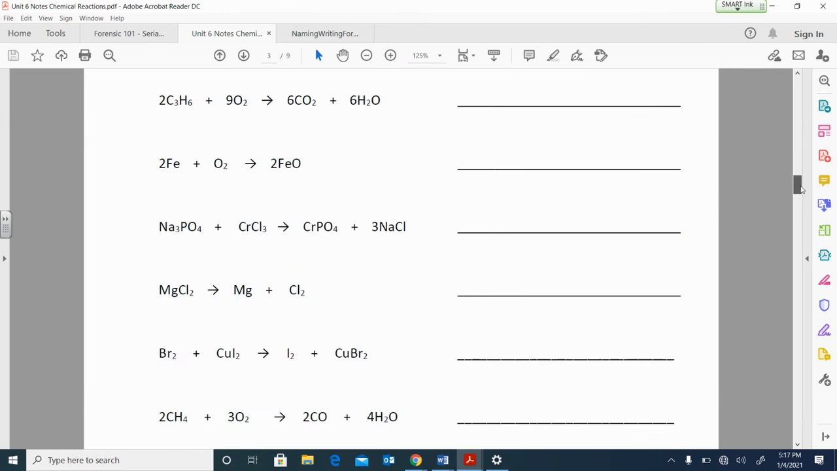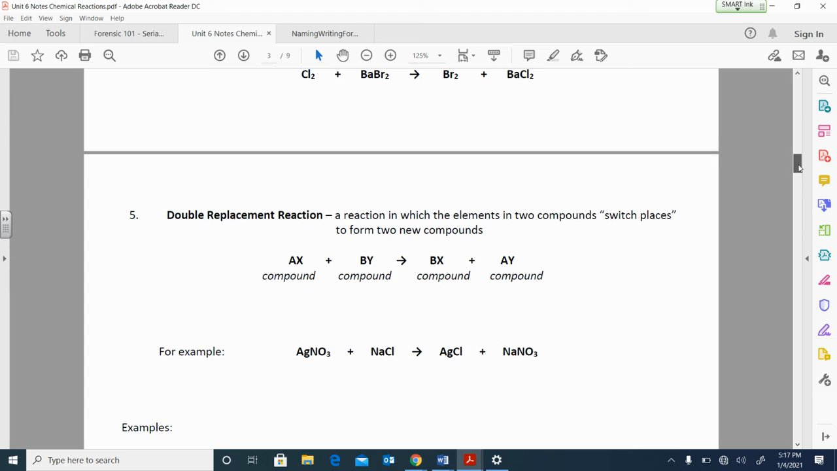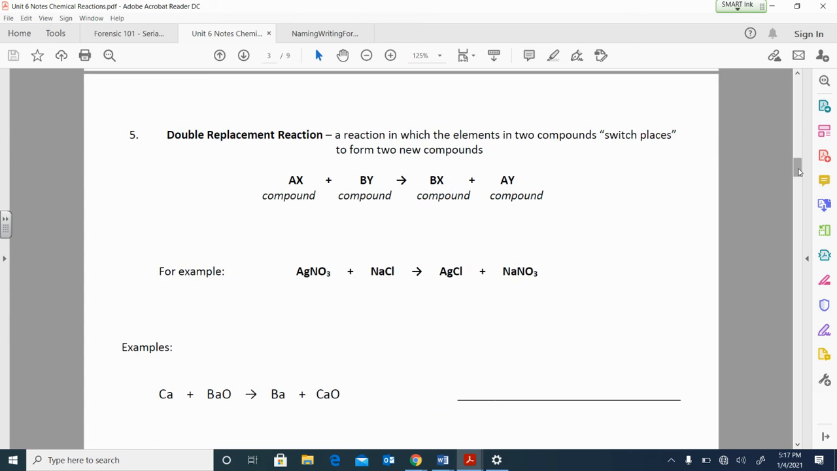Okay. Pretty sure this is the last one. Yes, it is. Double replacement reaction. So double replacement reaction is just like the single, except instead of a single being replaced, it is when two compounds replace each other. So two compounds switch. They switch to form new compounds. All right, so I have an A and an X, and I have a B and a Y. That A is going to join with a Y, and that B is going to join with the X.